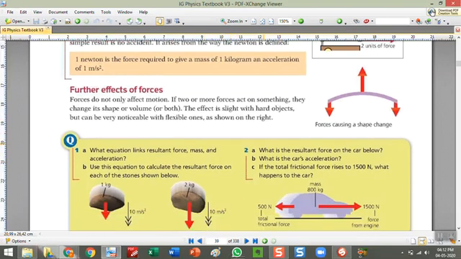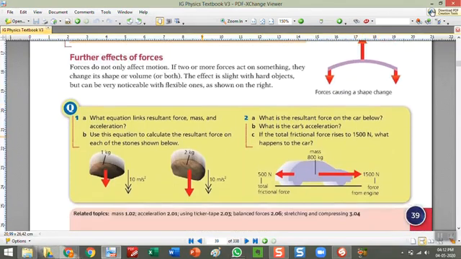Okay, so forces do not only have an effect on motion. If two or more forces act on something, they can also change the shape, okay, or the volume, or both, of it. The effect is slight with hard objects, but can be very noticeable with flexible objects, as shown on the right. Okay, so if it's a very hard object, it only happens slightly, but if it's a very flexible one, we can see this effect very often.